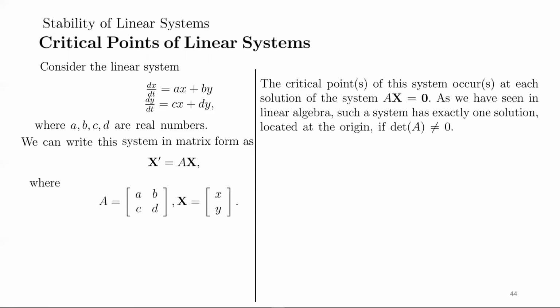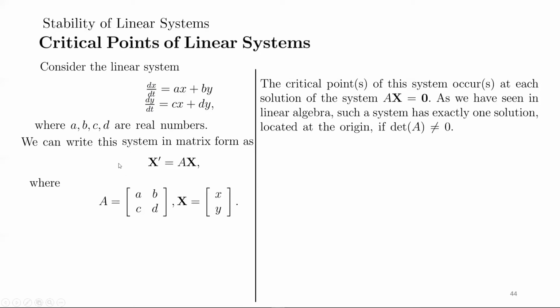Okay, it turns out there's only one point of a linear system that can be a critical point, and that is the origin. So the only way for us to have a critical point in a linear system is if x equals 0 and at the same time y equals 0. This is not the case for nonlinear systems, but for a linear system we're always looking for a critical point at the origin. In fact, there always is a critical point at the origin.